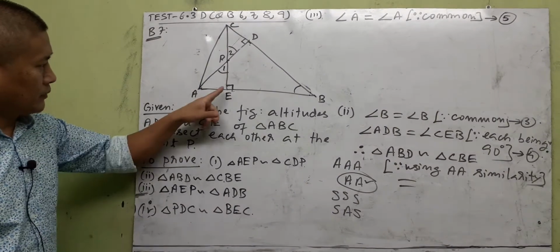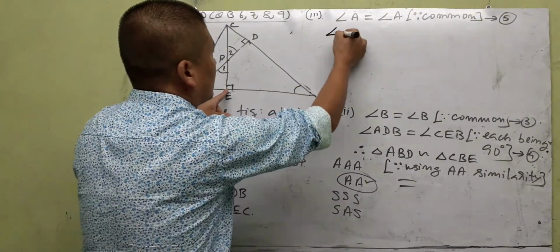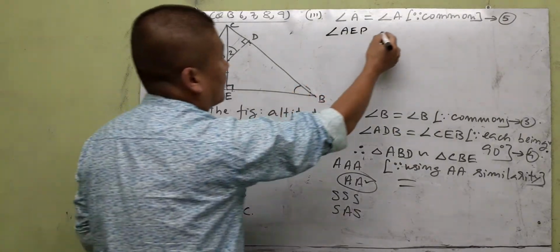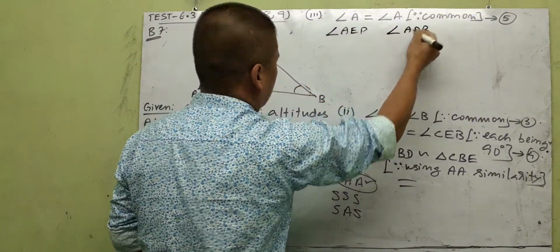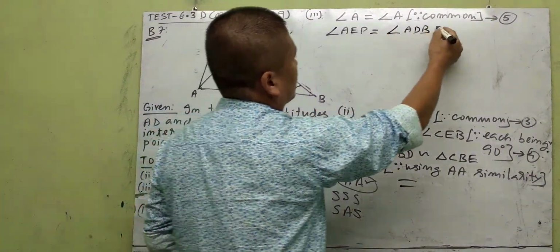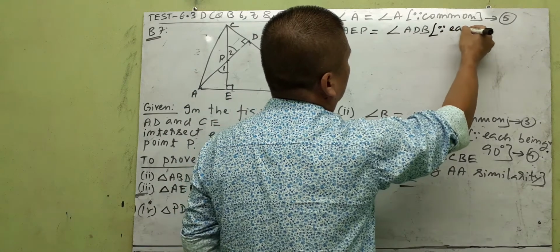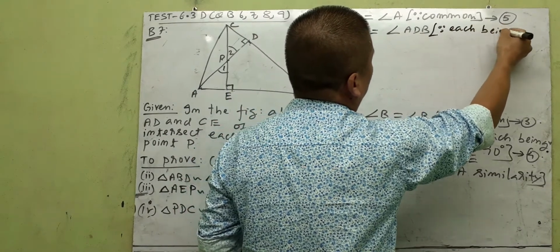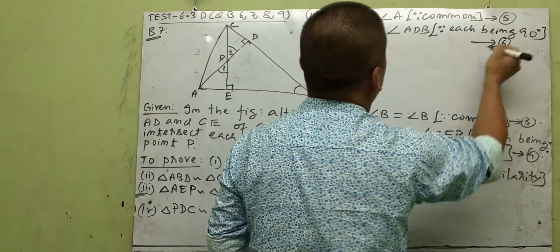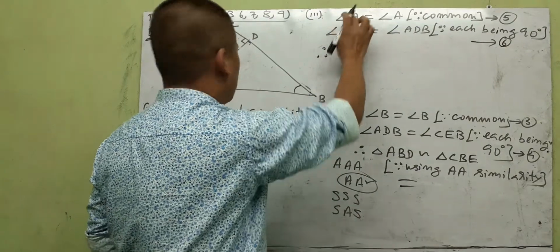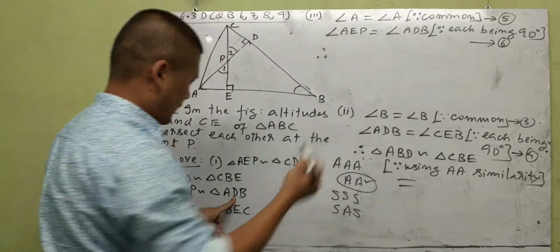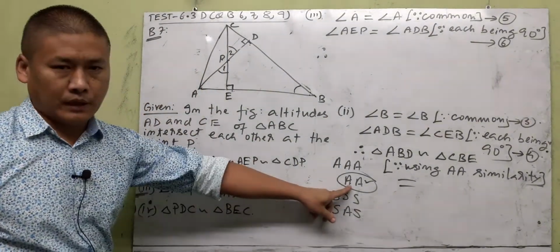Then find the 90-degree point. E is the one, so angle AEP inside this triangle AEP equal to angle ADB, or not, check. See here, yes, D is the 90-degree point. So they are equal because each being 90 degrees. So we can write this one as equation number 6. Therefore, two angles of the triangle AEP are equal to two angles inside ADB. So the triangles will be similar by double A again.